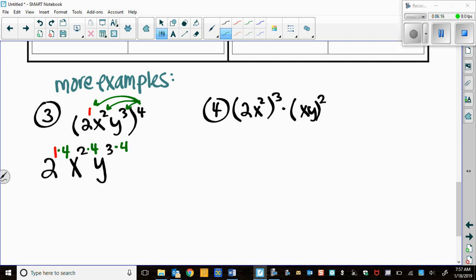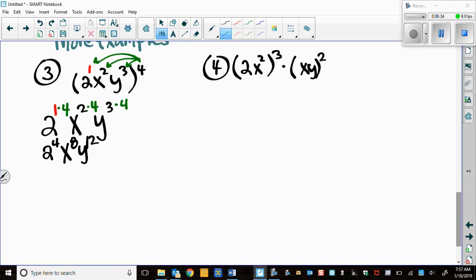If I do that, 2 to the 1 times 4 power is 2 to the 4th. I'll have to simplify that later. X to the second times 4 is x to the 8th. And then y to the third times 4 is y to the 12th power. I'm not done yet. I have one more thing to do, and that's 2 to the 4th power right here. 2 to the 4th power is 16. So this is 16 x to the 8th times y to the 12th. Okay? There you go. There's that example.